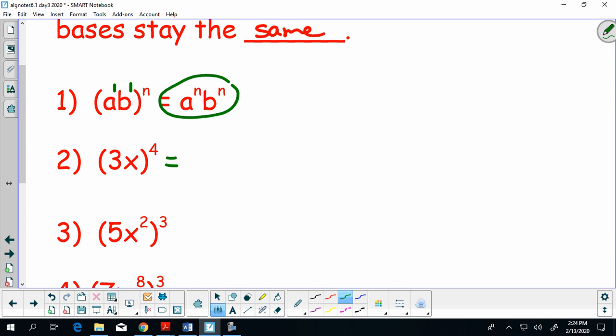So if I go over here, again, there's no exponents here, so these are both 1. So I copy the base. 4 times 1 is 4. I copy the base, and 4 times 1 is 4. I can go ahead and multiply 3 to the 4th out. I'm just going to stick that in my calculator real quick. 3 caret 4, and that's going to give me 81x to the 4th, which is the final answer.